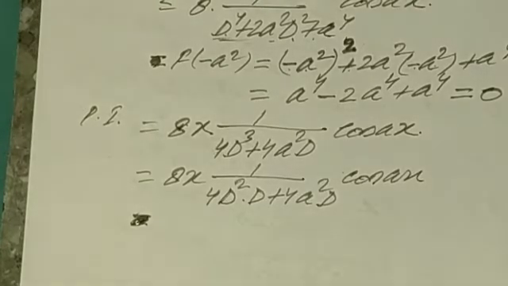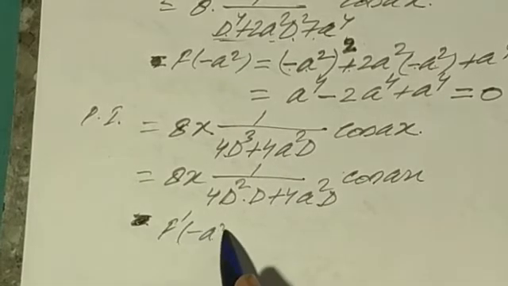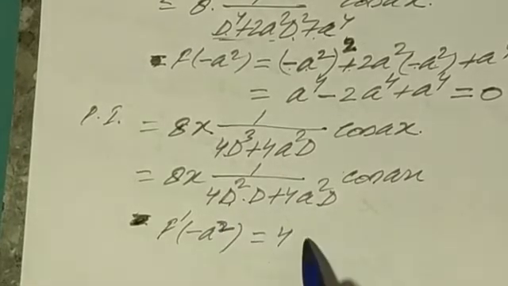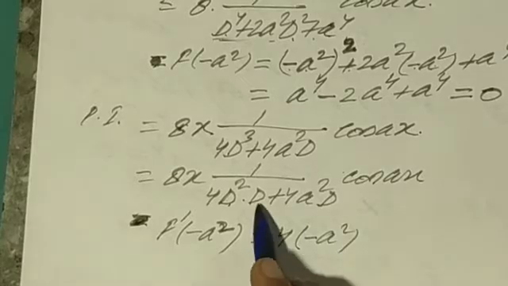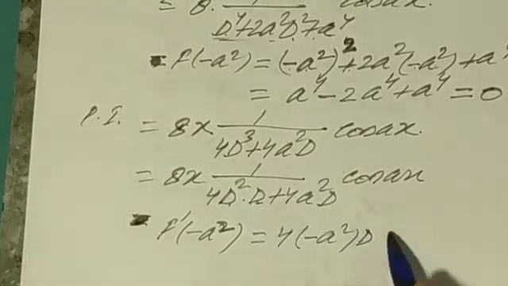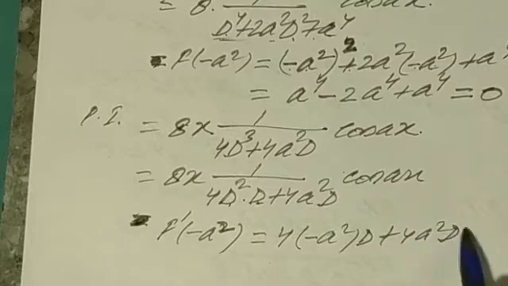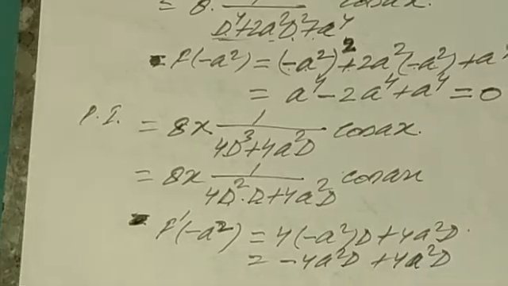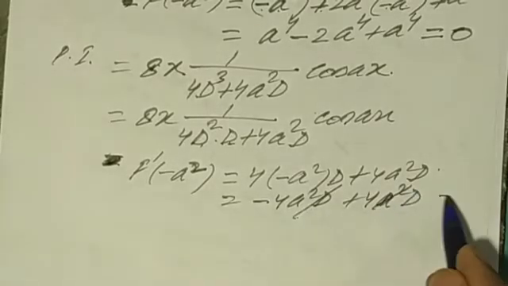Now we have to replace D² by minus a², but before doing so, we need to check whether f'(-a²), that is replacing D² by minus a² in the derivative of f(D), which is 4D²D plus 4a²D, is zero. So that is 4 replacing D² by minus a², this D as it is, and after that plus 4a²D. Simplifying, we get minus 4a²D plus 4a²D. Obviously these two terms are identical and have opposite signs, so they will cancel with each other and we get 0.